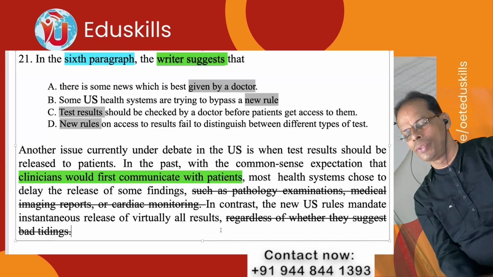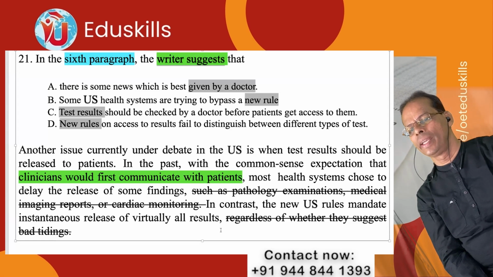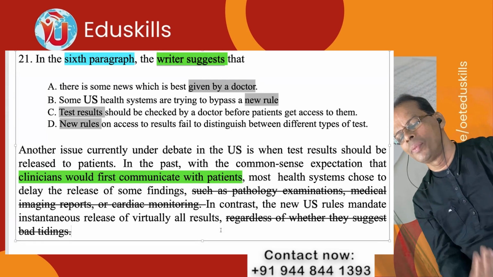So the paragraph is very short. The first option says who has to give the news. The second option says about the new rule. The third option says about test results. The fourth option speaks about new rules. Again, any idea? B. Give me some reasons.